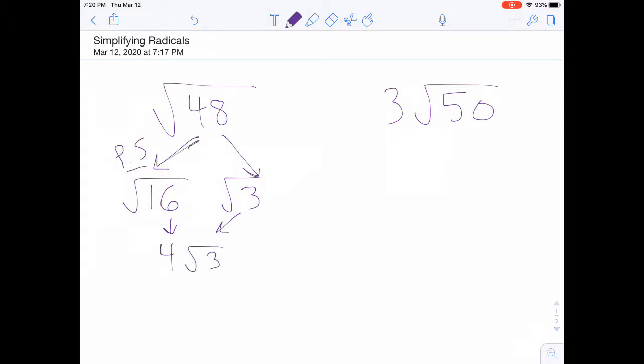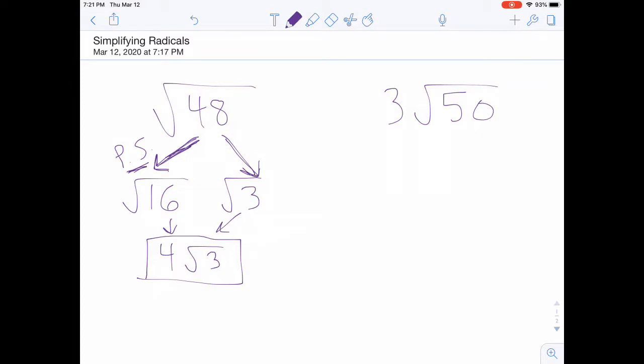So again, I broke up square root of 48 into two factors. One of them was a perfect square, the largest perfect square that goes into 48. And I simplify that perfect square, so the square root of 16 is 4, leaving me with 4 square root of 3. Another example here, 3 times the square root of 50.